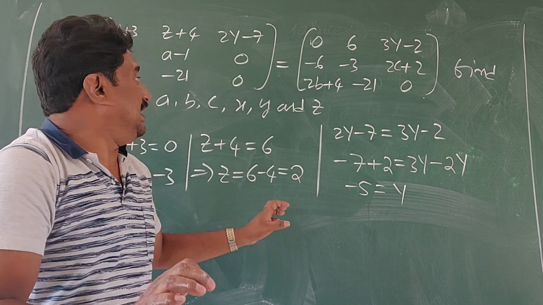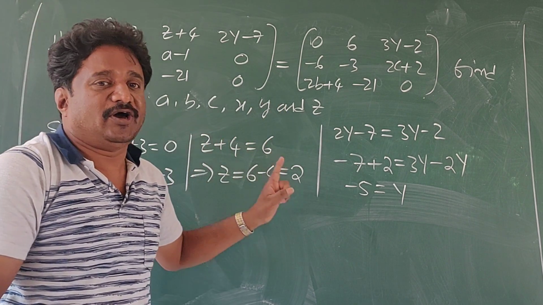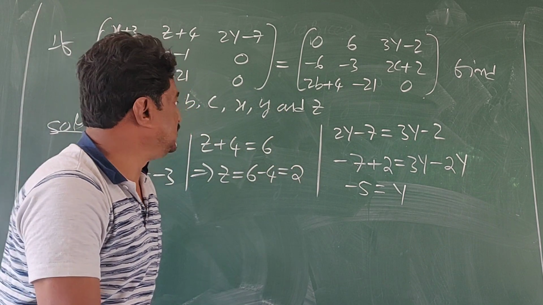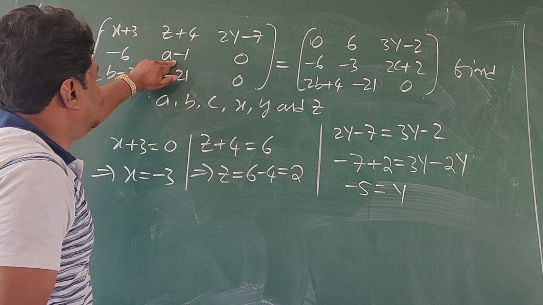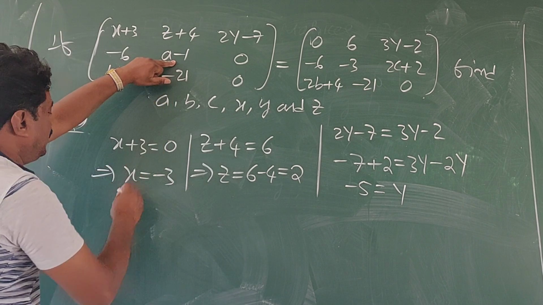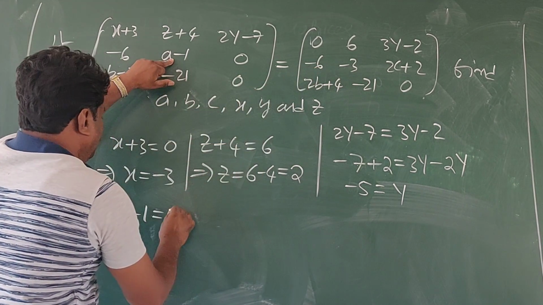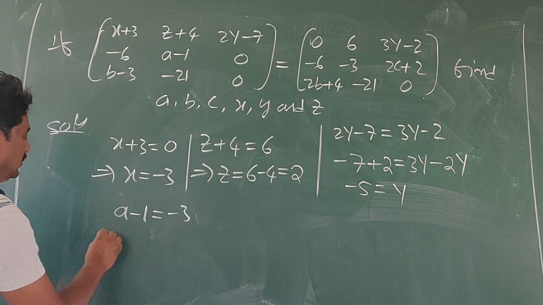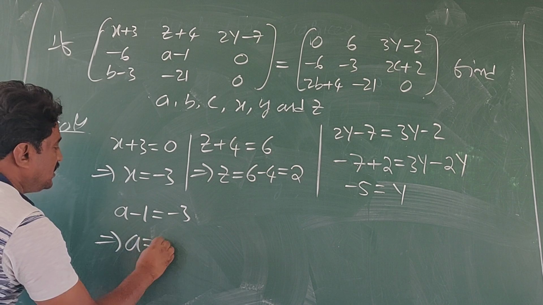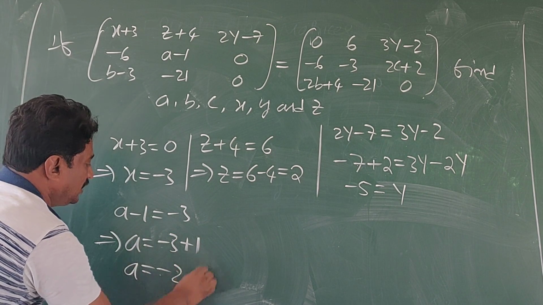We calculated x, y, z. So now let's go for finding a, b, c. We have a here. From that, a minus 1 should be equal to minus 3. a minus 1 is equal to minus 3. That implies a is equal to minus 3 plus 1. a is equal to minus 2.